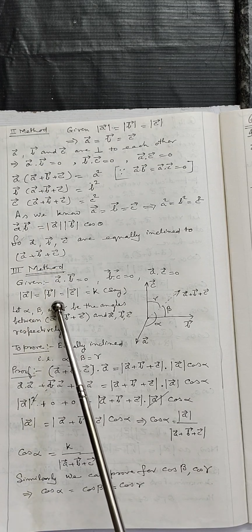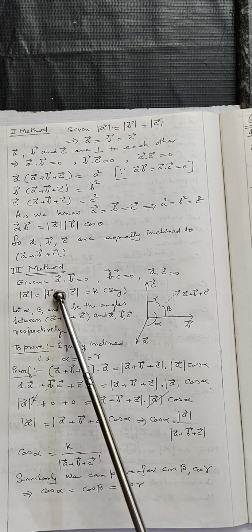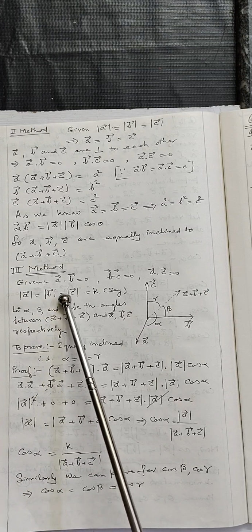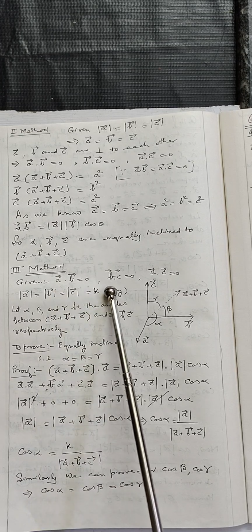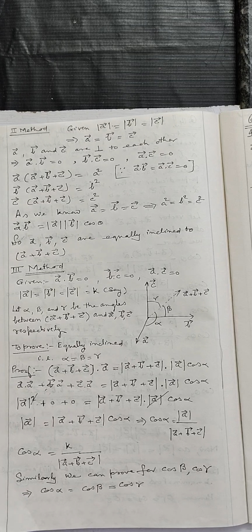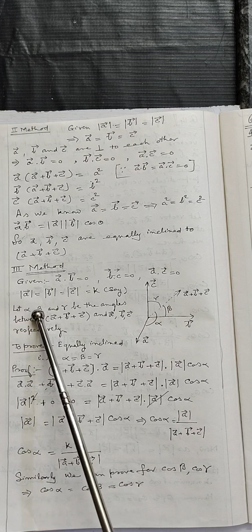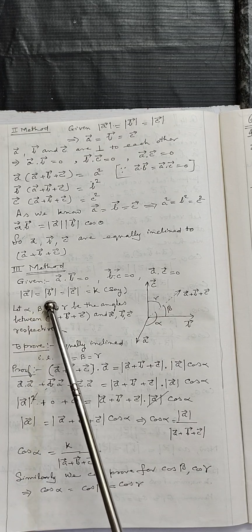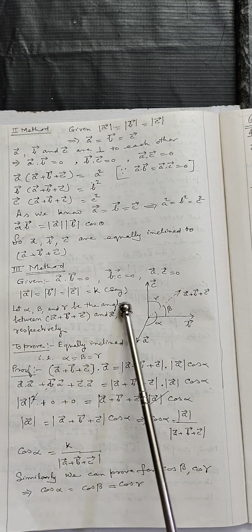Now come to the third method for the same question. It is already given that they are mutually perpendicular, तो हमने क्या लिख दिया? The dot product of AB is equal to 0, dot product of BC is equal to 0, dot product of AC is equal to 0. This implies that the magnitude of the vector A is equal to magnitude of the vector B is equal to magnitude of vector C. Let it be K.